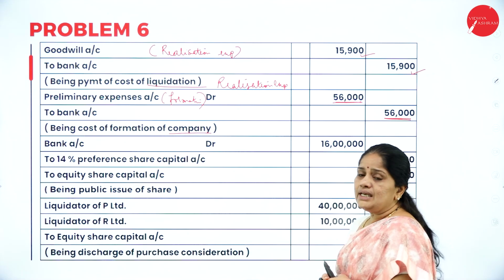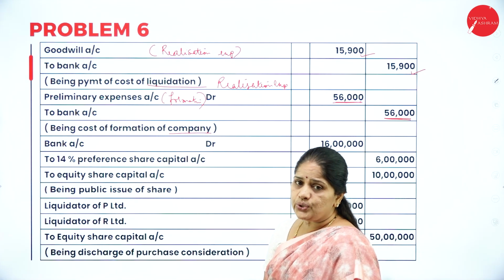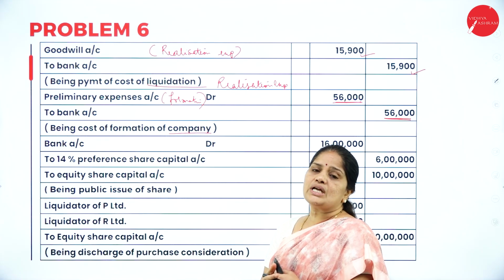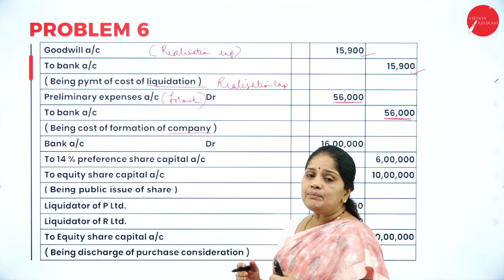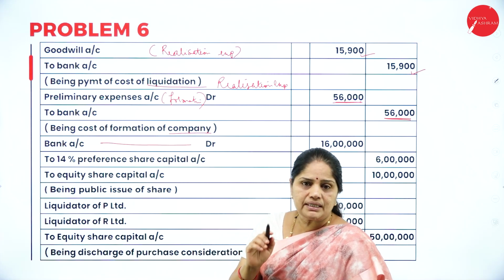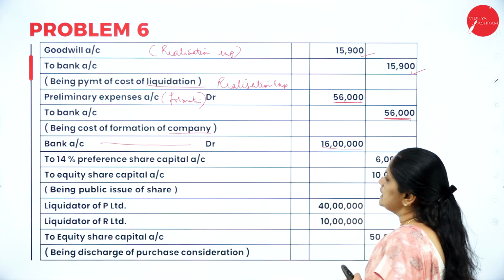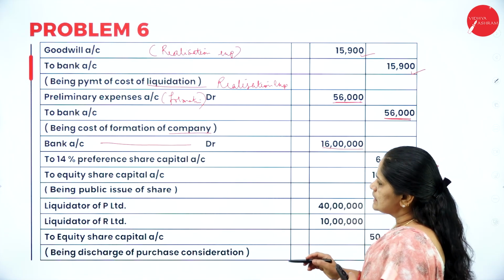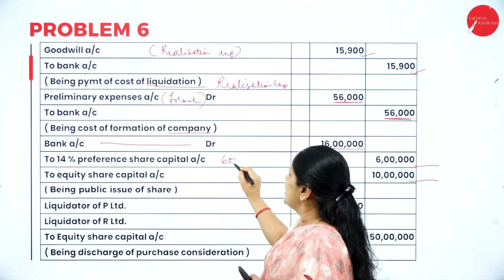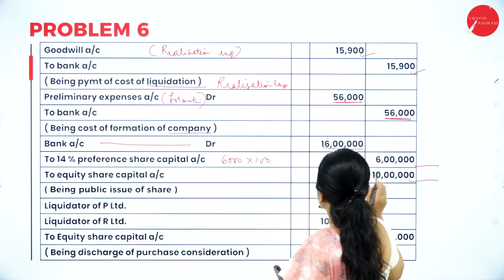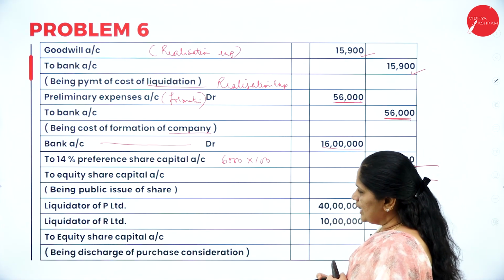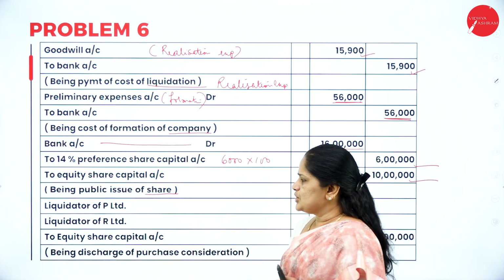Then next one will be, they have also told us that the new company is issuing preference share capital and equity share capital. Since they are issuing preference share capital and equity share capital, they will be receiving money from the public. So whatever money they are receiving, we have to debit the bank account. Bank account debtor 16 lakhs, to preference share capital 6 lakhs, to equity share capital 10 lakhs. So they are issuing 6,000 preference shares. 6,000 into 100 comes up to 6 lakhs, and equity share capital worth rupees 10 lakhs being public issue of shares.